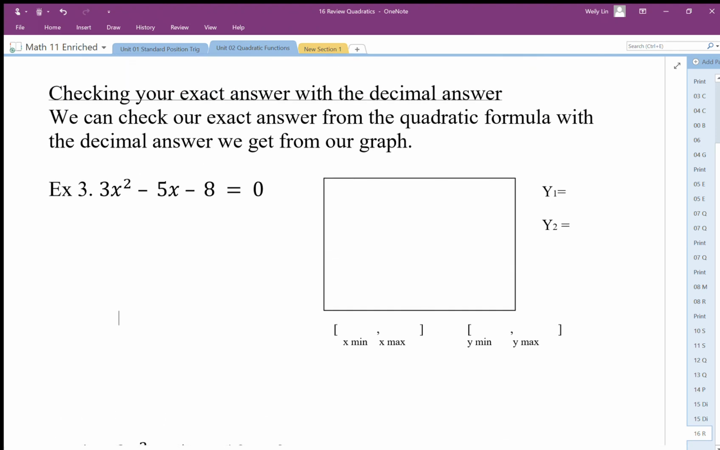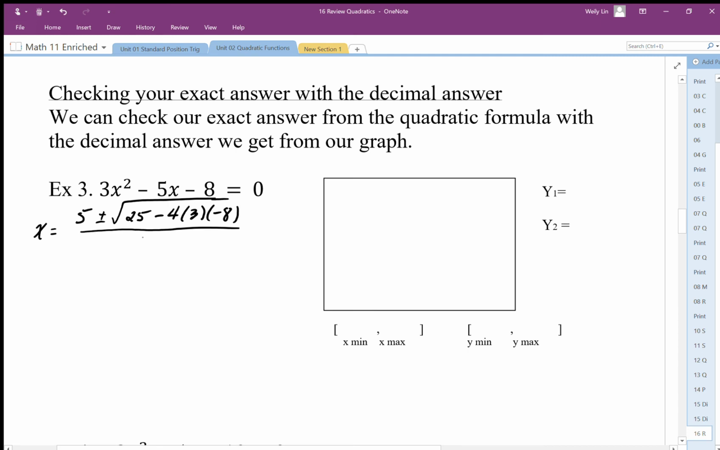So for these examples, we're going to use the quadratic formula and then work out the decimal values, and then we're going to confirm these decimal values from the graphs. So here we're going to again use the quadratic formula. So x is equal to negative of negative 5 plus or minus the square root of negative 5 squared, which is positive 25, minus 4 times 3 times negative 8. And that's all over 2 times 3.